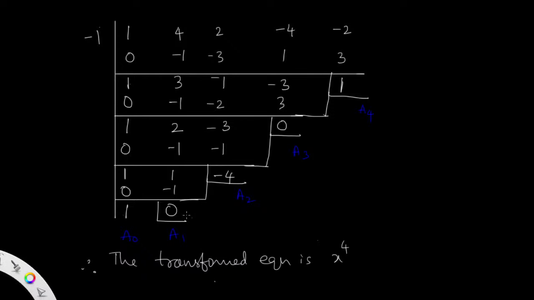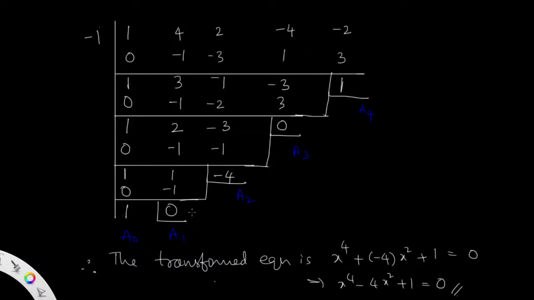So 0 into x cube means no need to write 0 into x cube, and then go to write x square, that is minus 4 into x square, and then 0 into x, that is no need to write, and it becomes plus 1 equal to 0. That is x to the power of 4 minus 4x square plus 1 equal to 0, which is the required equation. That is, to remove the second highest term, the coefficient of the second highest power of x is to be 0. Then its transformed equation is this.